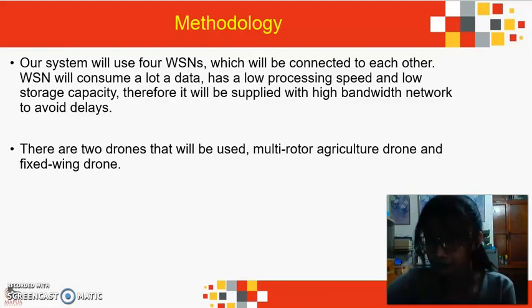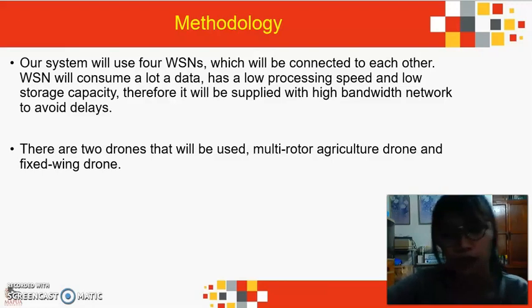Lastly, the multimedia wireless sensor network. This sensor consists of tiny sensor nodes that can sense, actuate, compute, and communicate. The drones will be equipped with multimedia sensors that can capture image, video, and audio. The nodes will be spread around the field for monitoring. There are 2 monitoring drones that we will use: the multi-rotor agriculture drone and the fixed-wing drone.